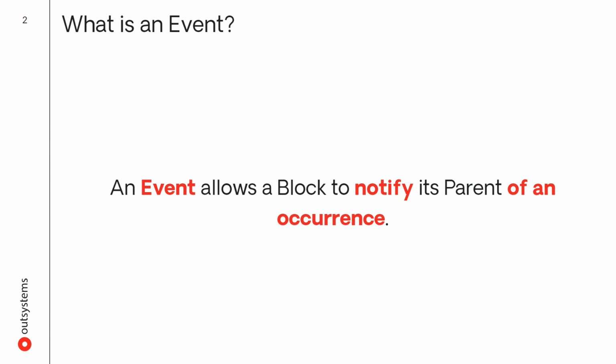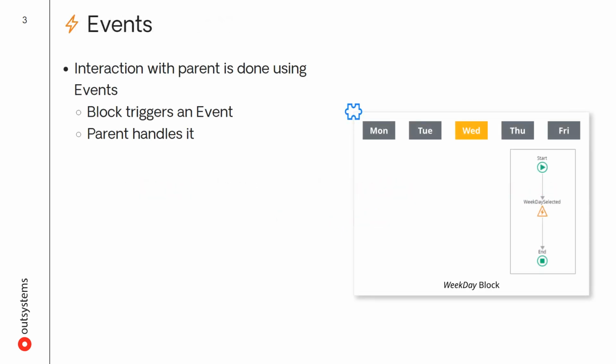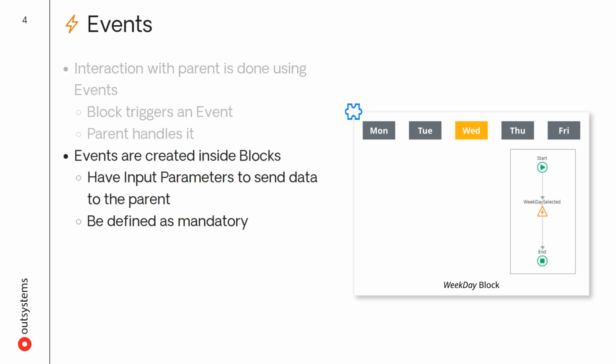An event is an element that allows a block to interact with its parent, by notifying it that a particular event has occurred. So, for a block to interact with its parent, we need to use events. Essentially, the block triggers an event, and then the parent will handle it, and act accordingly. This means that events are defined inside blocks. These events may have input parameters and be mandatory or not.